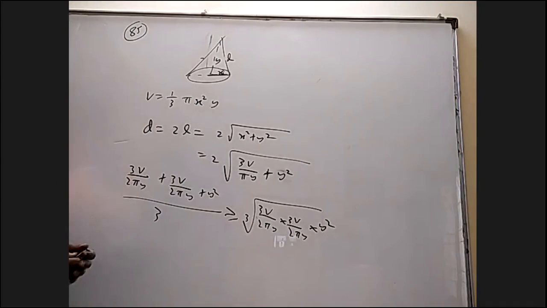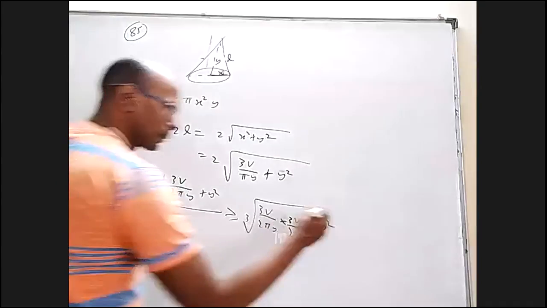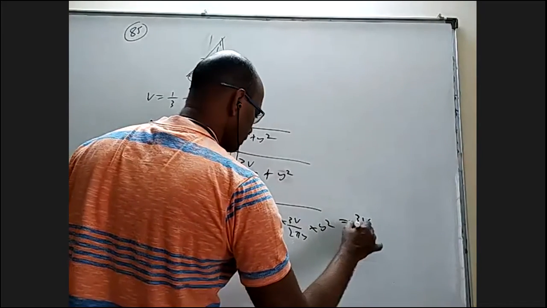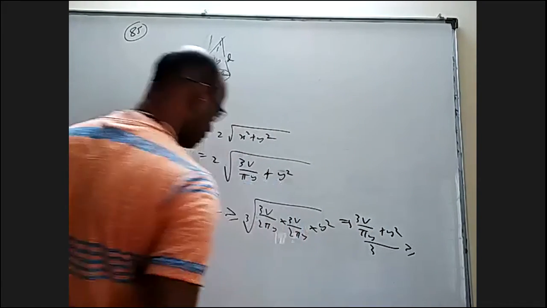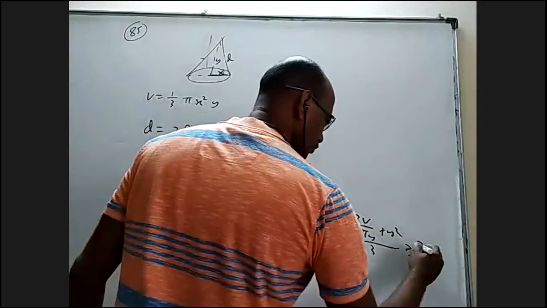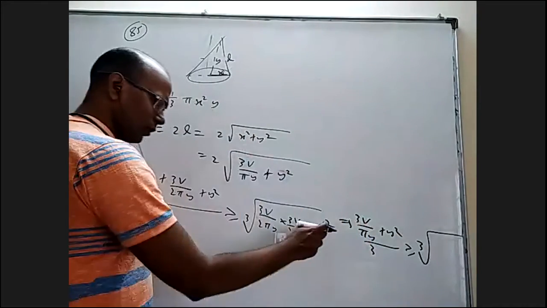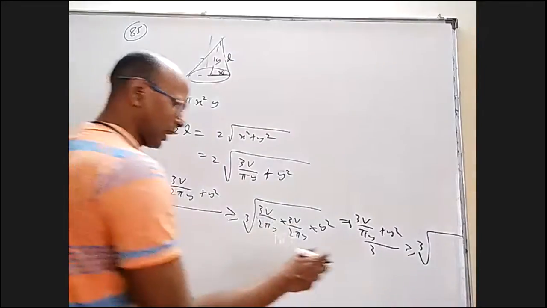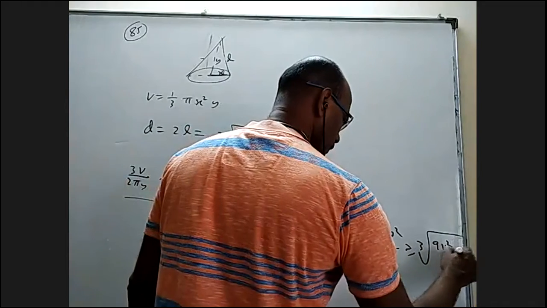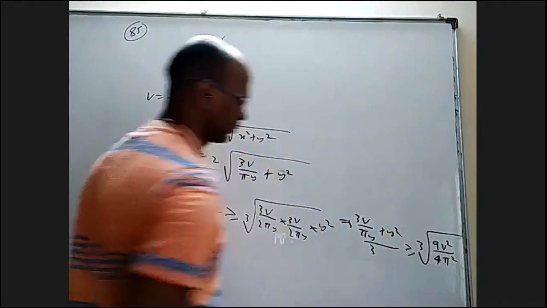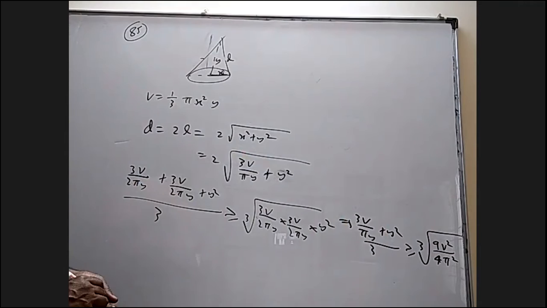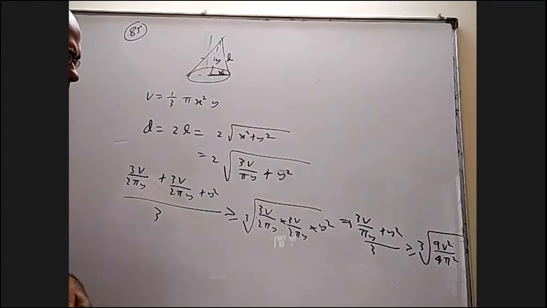And this is back to this. Okay. So this is again 3v by pi y plus y square by 3 is greater than or equal to the cube root of, y square got cancelled, I got 9v square by 4 pi square. Okay. I have to send this 3.